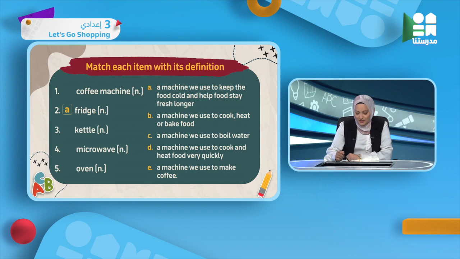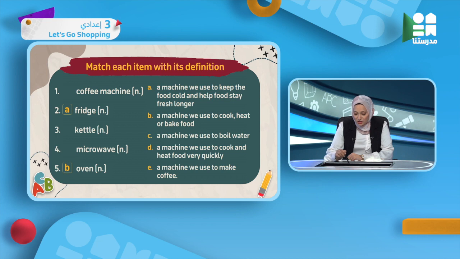Very good. The second definition, a machine we use to cook, heat or bake food. Cook, بنطبخ, heat or bake. What's the meaning of bake food? bake يعني بنخبز فيه أكل أو كده, نحط فيه صينية أو كيك أو حاجة. What is this machine? Can you guess? It's an oven. الفرن.